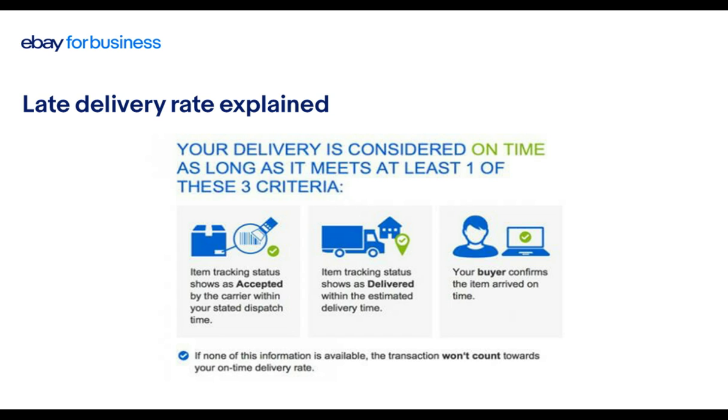We'll consider a delivery on time when one of the following criteria is met. You upload tracking within your stated handling time and the carrier provides us with an acceptance scan. Your tracking indicates a delivery within the estimated delivery time. Your buyer confirms the item was received on time.